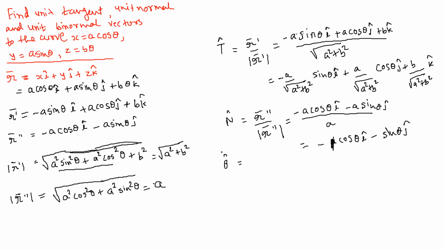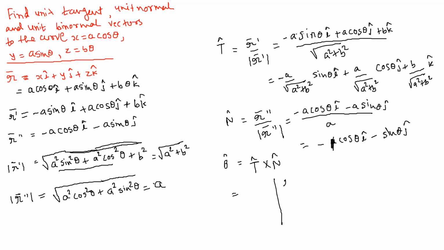What is the formula for the unit binormal vector? Unit T cross unit N. So that means the cross product of the unit tangent and the unit normal. Now, for the cross product, we have to take the determinant, right?